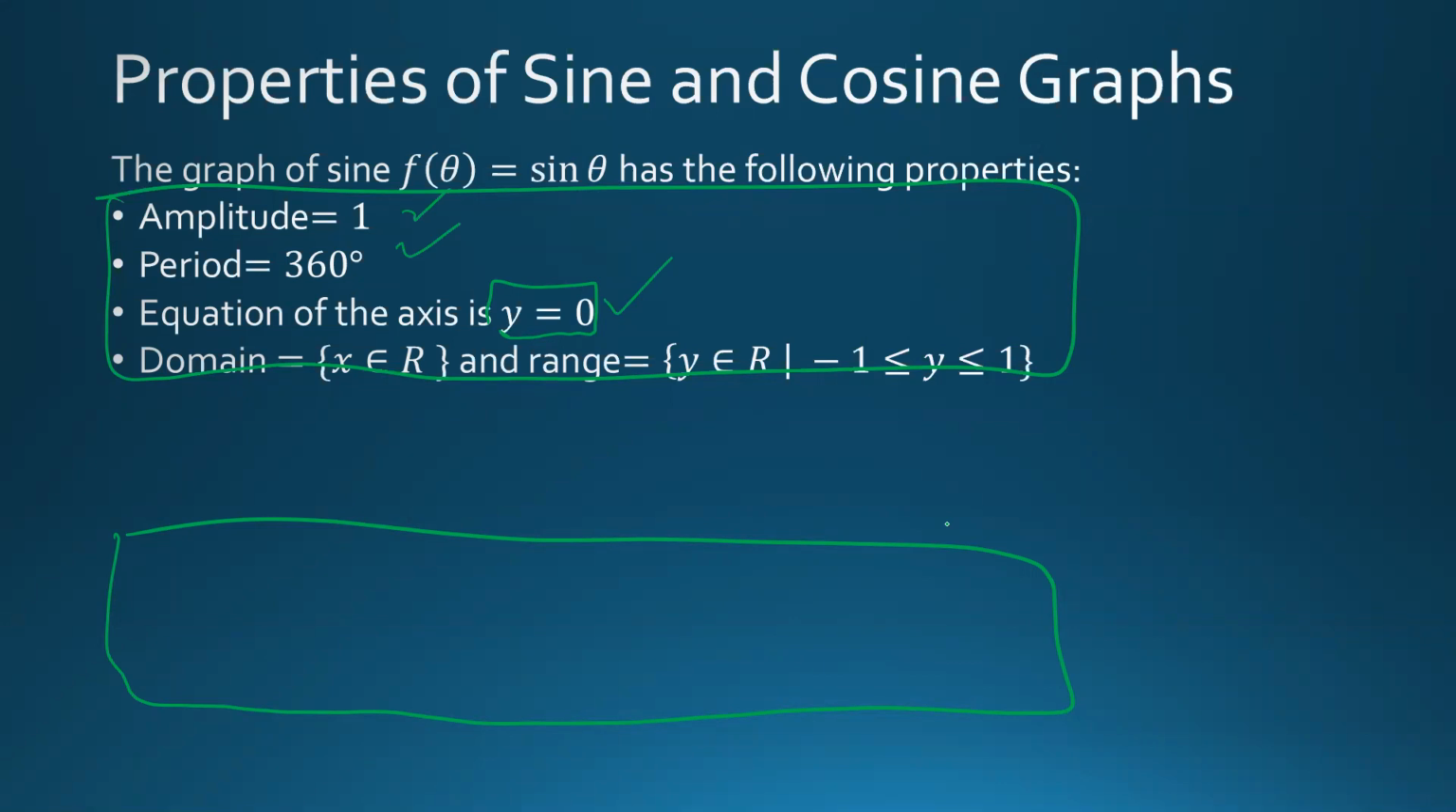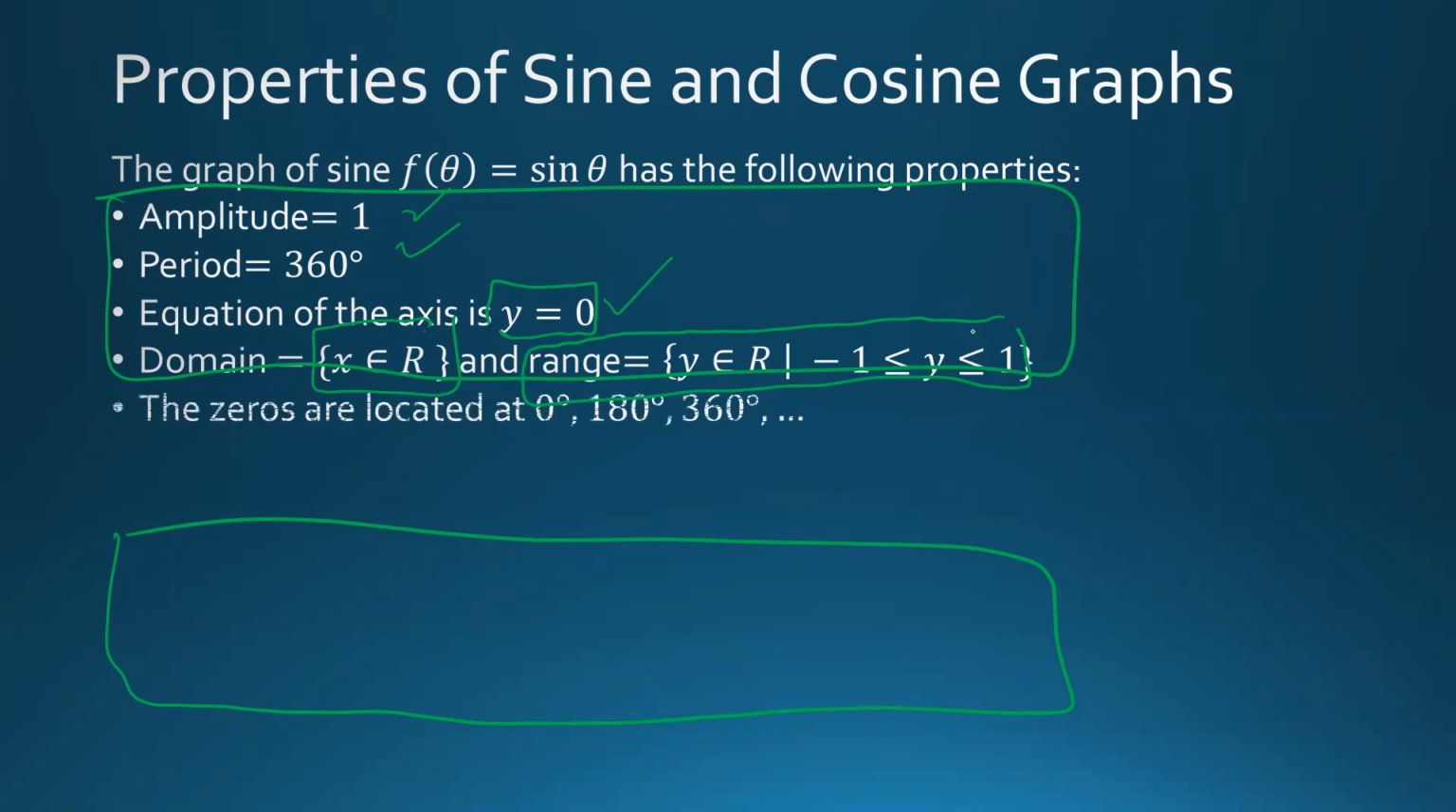And the domain and range is the same for both of them. So the domain is x ∈ R, because I can sub anything into my trig function. I can find the cosine or sine ratio of any angle, but my range is limited. My range is limited in that I can only go from -1 to +1. And we already saw that on the graph. We can't go any lower than -1, and we can't go any higher than +1.